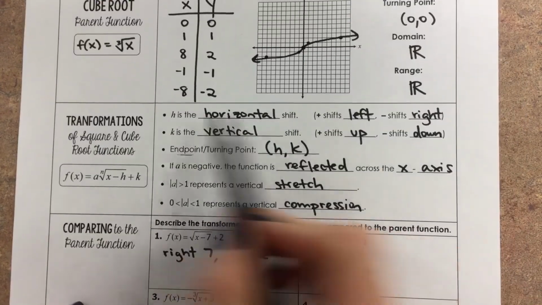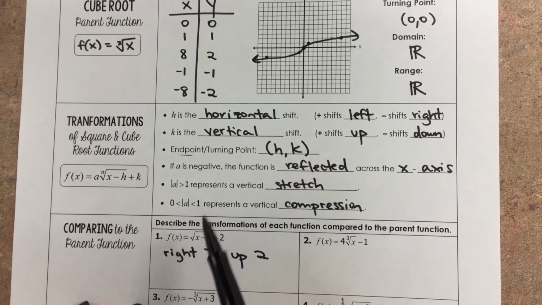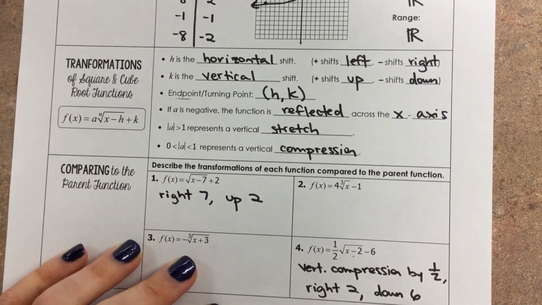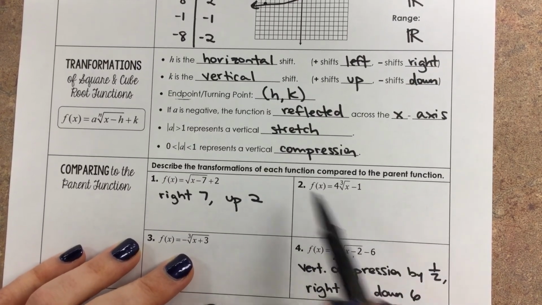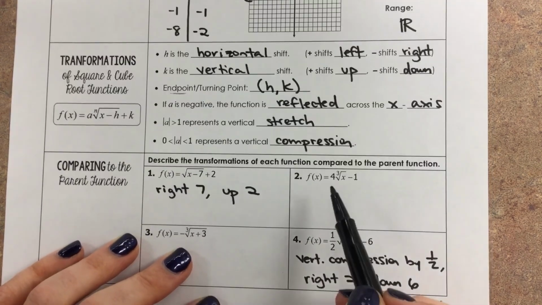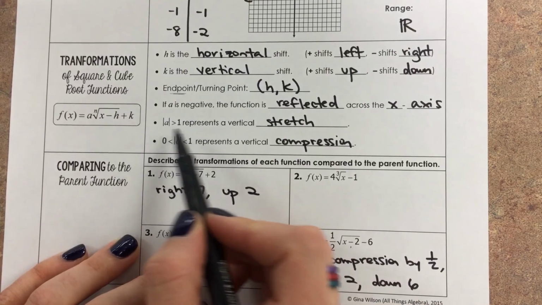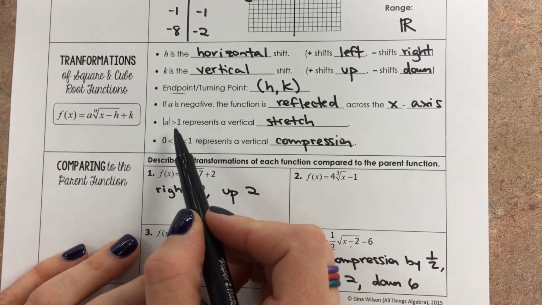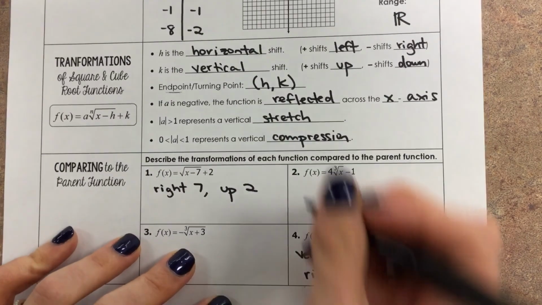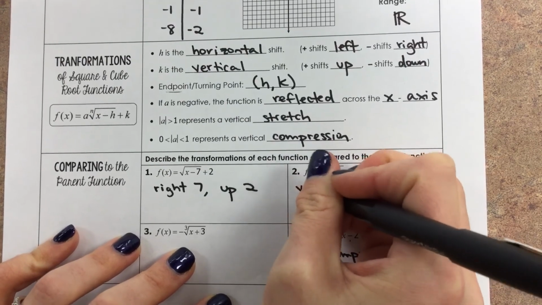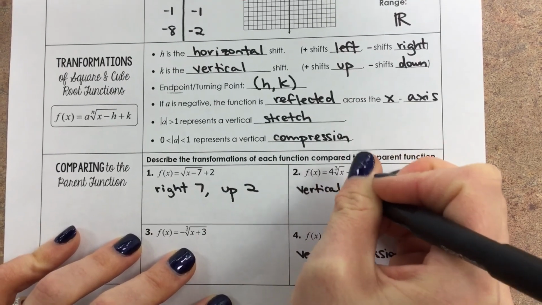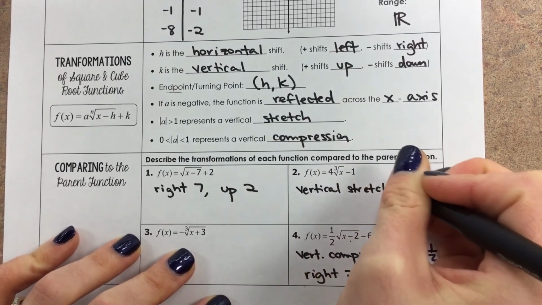Let's talk about some transformations. So these I feel like I don't need to recap because we just had a lesson on these. Let's see how they affect cube root functions rather than square root functions. So number 2 is a cube root function. You see this 4 out front right here. 4 falls into this category right here. It's a number out front. It's bigger than 1. That would be a vertical stretch. So we are going to say that there is a vertical stretch by 4.